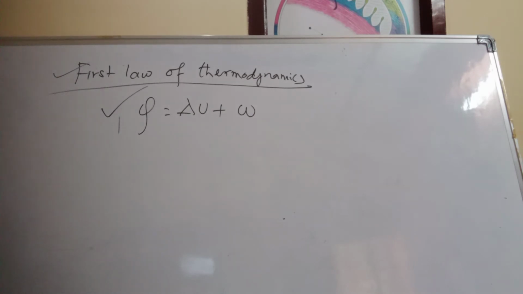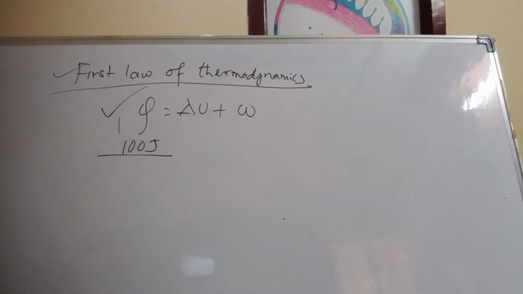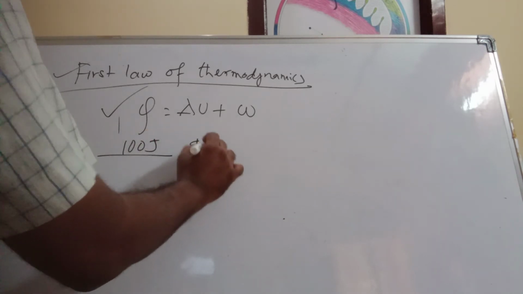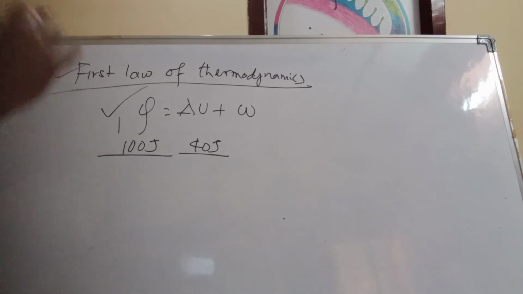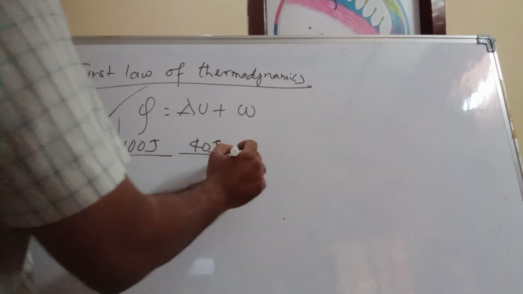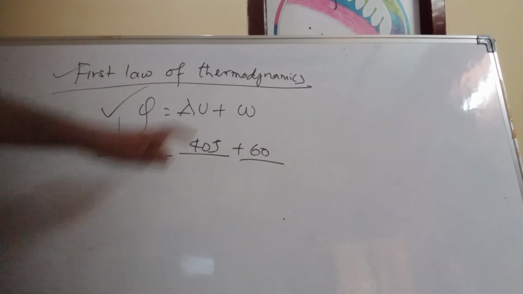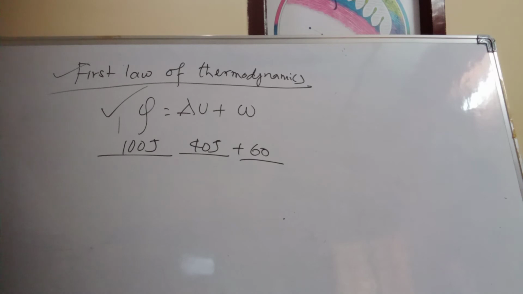Okay, what did I tell? You are supplying some 100 joules of energy to the system. Let us say some 40 joules are utilized for altering the internal structure of the molecular arrangement of the system. You are altering the kinetic energy of the gas molecules. Thereby the internal energy is modified. What about the leftover? Some 60 joules is used to do some external work.